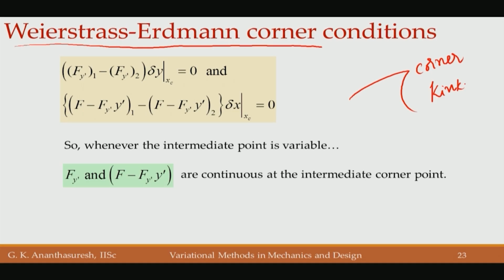And what is continuous as a corner condition is what we just said, f_y' and f minus f_y' times y'. Those are continuous, and they are known as Weierstrass-Erdmann corner conditions.